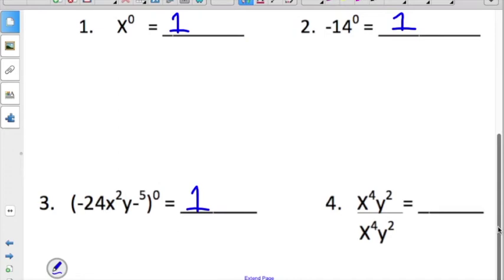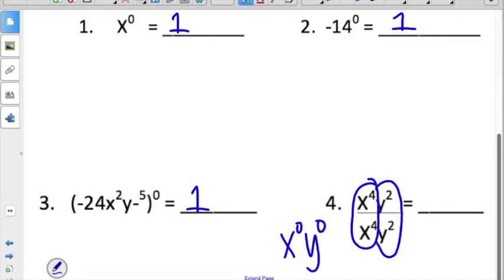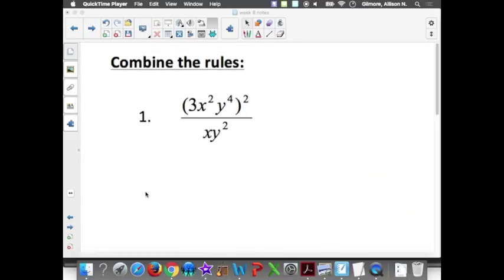Our last one is a little different. If you recall, we subtract the exponents when they're in a fraction. So we have x to the 4 minus 4. 4 minus 4 is 0. And we have y to the 2 minus 2. 2 minus 2 is 0. So we have 1 times 1.